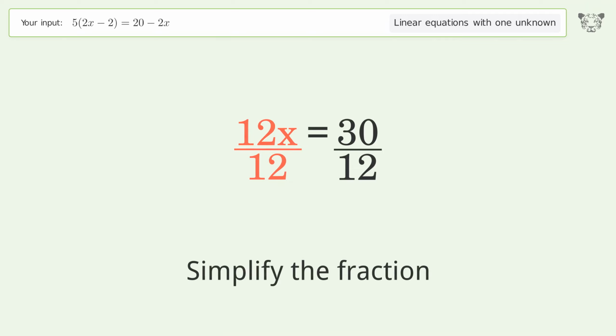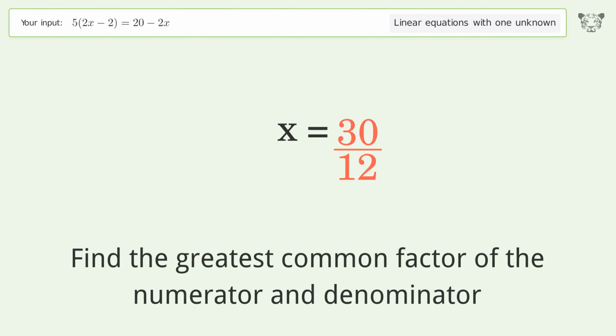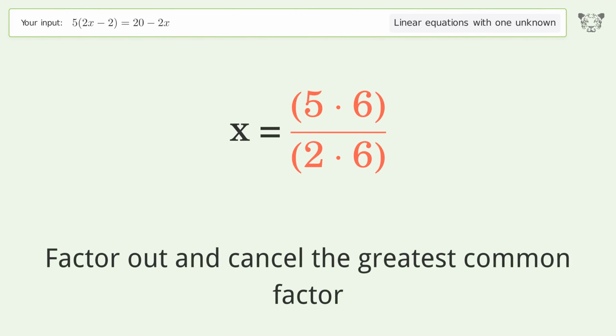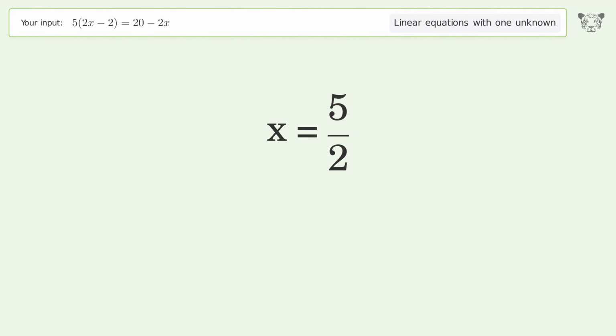Simplify the fraction. Find the greatest common factor of the numerator and denominator. Factor out and cancel the greatest common factor. And so the final result is x equals 5/2.